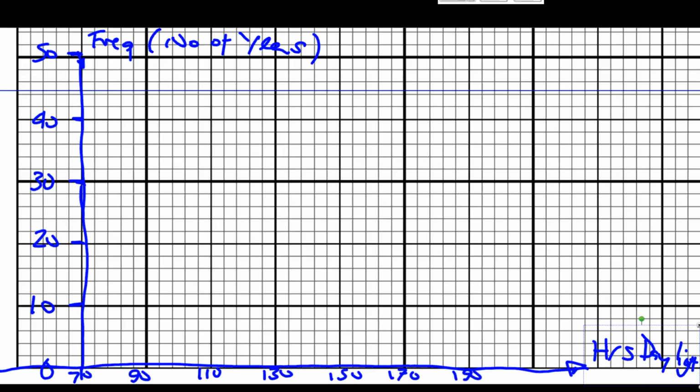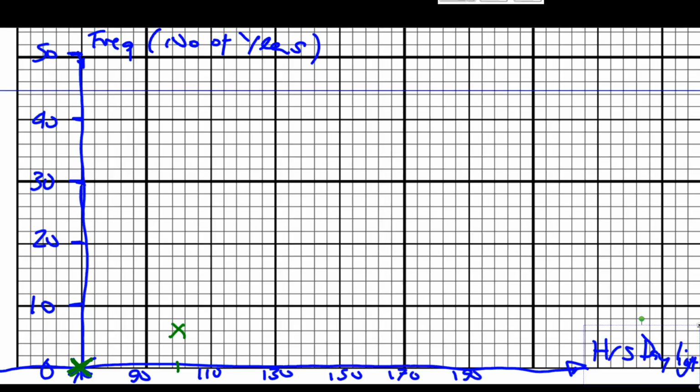Okay, so we know that the start of our data is that below 70 hours of daylight there are no points. So we're effectively creating a point that's not in our data set. That's going to be our lowest point. We know that below 100 hours of daylight there are only 6 years, so we're going to mark our 6 there at the 100 point.